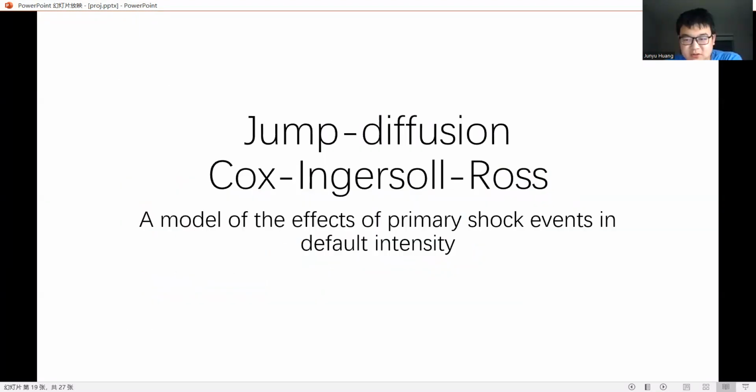stories to go. All right, and I'll be giving a presentation on a different way to apply the idea of jump processes to get better information and more accurate modeling. So what I'll be presenting on is the jump diffusion Cox-Ingersoll-Ross process, the model of the effects of primary shock events in default intensity.